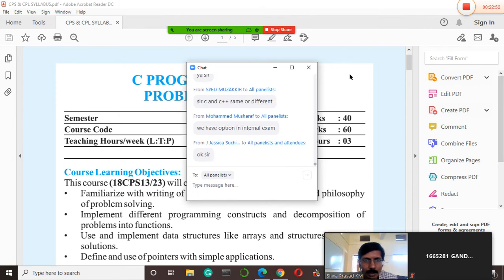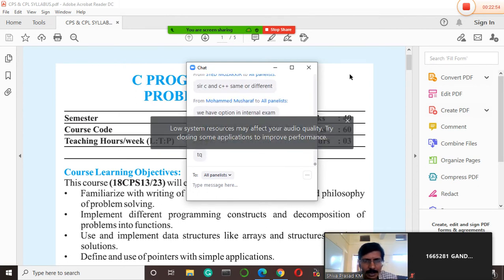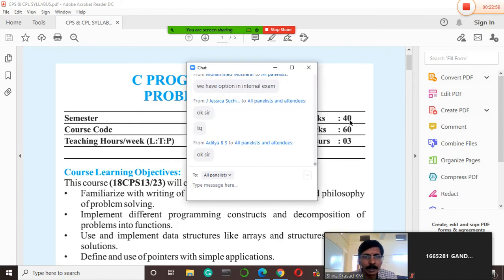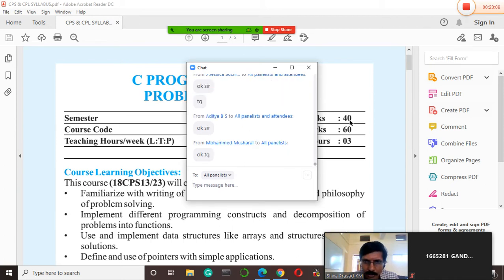Yes, you will be having an option in the same pattern, whatever pattern I have told you regarding this main examination, the same pattern will be for your internal assessment. Same pattern we will be using for internal assessment. So, internal assessment also contains 10 questions, out of which you have to answer 5 questions, like 1 or 2, 3 or 4, 5 or 6, 7 or 8, 9 or 10.